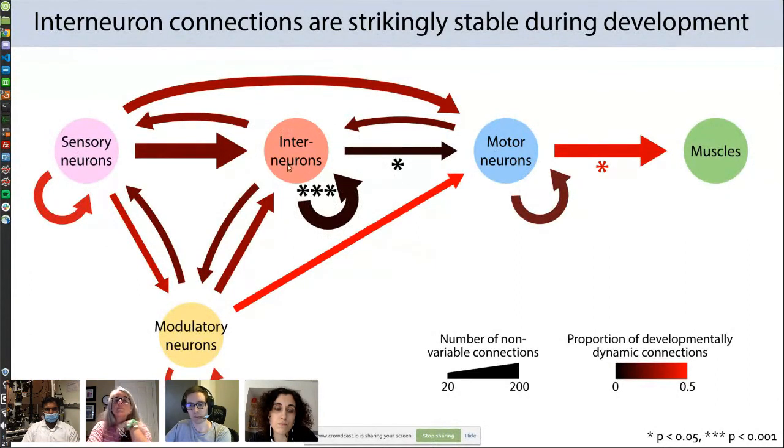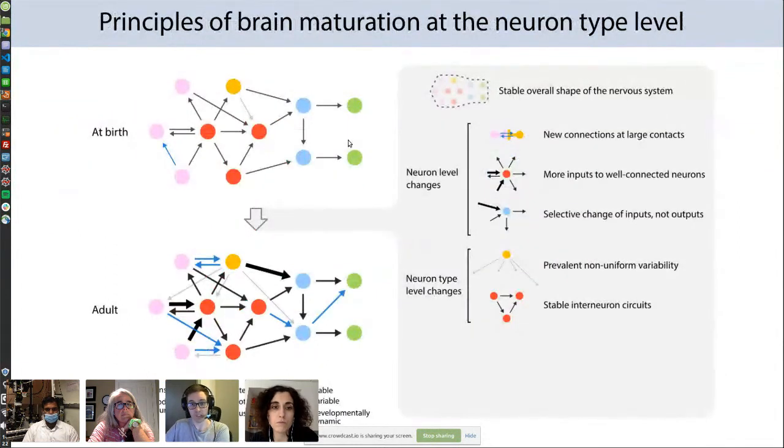This stability of the core parts of the nervous system across maturation implies that the central processing unit is robust enough to be used in different contexts. Maturation changes the flow of sensory information into the central processor and changes its readout without changing the central processor itself. So we've observed patterns of synaptic change, which are evident at the level of individual neurons, as well as patterns evident at the level of neuron types.